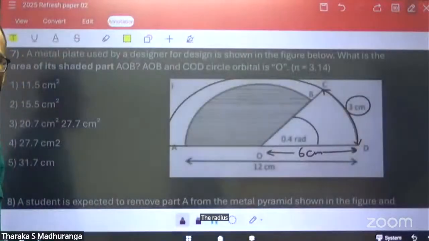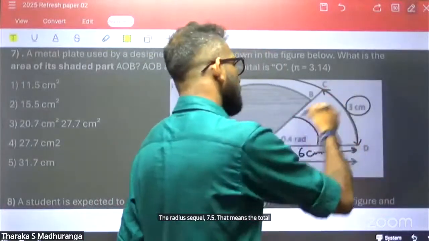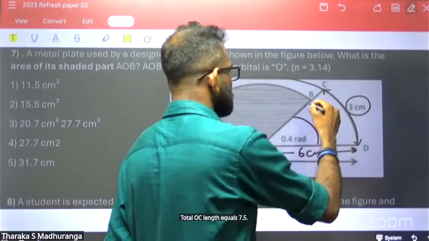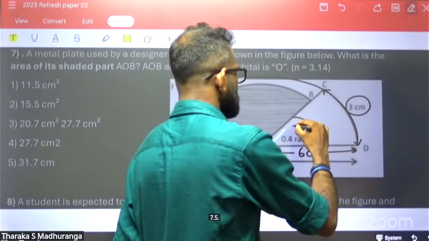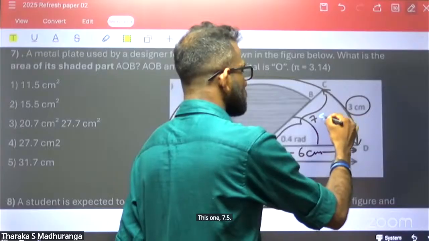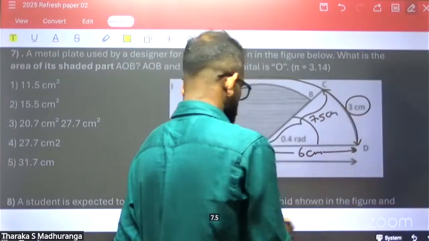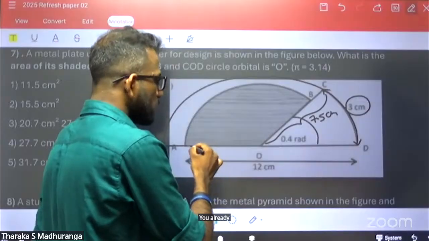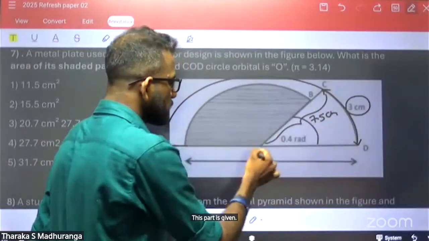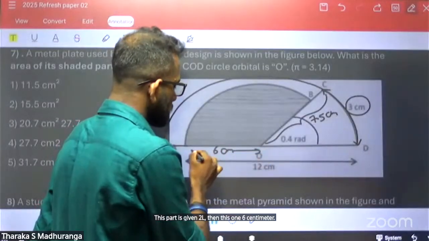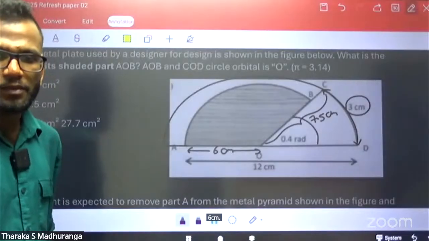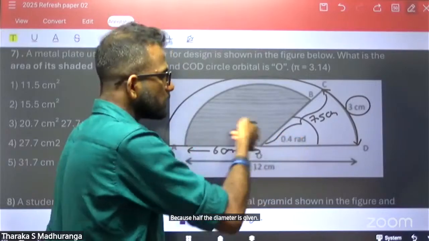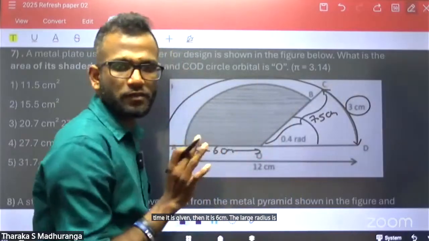The radius equals 7.5. That means the total OC length is 7.5 centimeter. Now you already know this part. This part is given as 12, so this one is 6 centimeter. This is the radius, because half the diameter is given. The diameter is given, so it is 6 centimeter. The large radius is 7.5 centimeter.